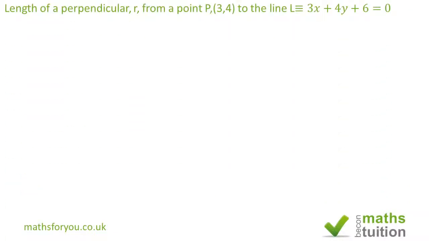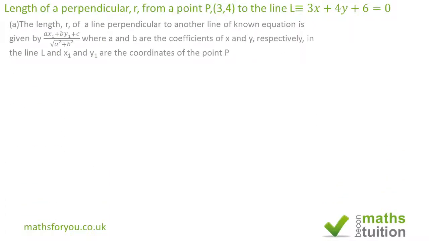Now to slide 2. Okay, this is our problem here. We know that R is perpendicular to the line 3x plus 4y plus c, and R starts from the point P which has coordinates 3, 4. Now, to find R, in this case R is perpendicular to a given line with a known equation. This is a formula used to find the length of R, and hopefully you can remember this.